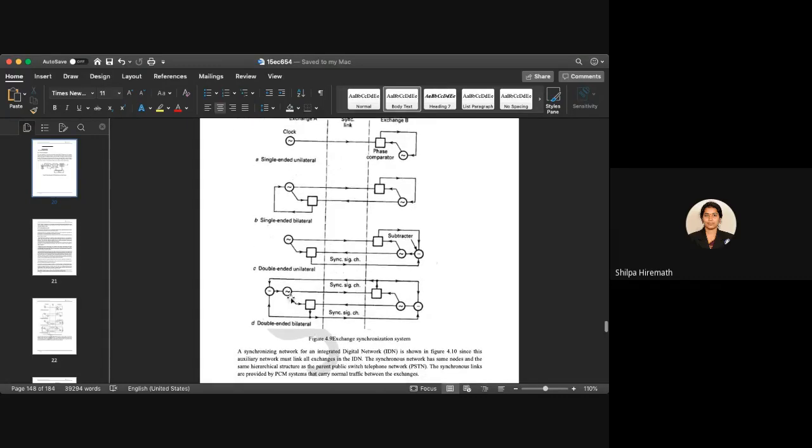What is happening in case of double-ended unilateral? So here, you can see that there are phase comparators. There is one addition in this particular double-ended unilateral, that is, a subtractor has been introduced. In case of unilateral, the subtractor is only at one particular exchange. In case of bilateral, the subtractor is across both the exchanges. So here in double-ended unilateral, you can see that there is a phase comparator, a clock, and a subtractor. The basic operation of the phase comparator and the clock remains the same.